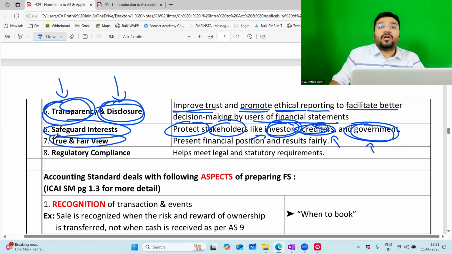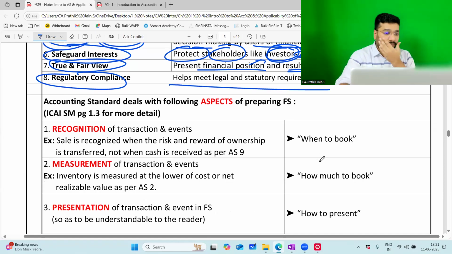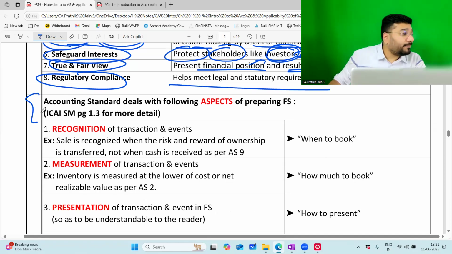The financial statement that you prepare on the basis of accounting standards should reflect a true and fair view. The financial performance and the position should represent true and fair information. Regulatory compliances, okay, I'm not going too much in depth. Now, next is a very, very important point.